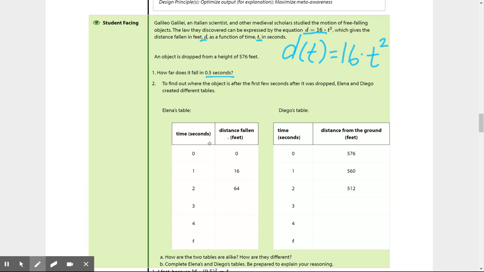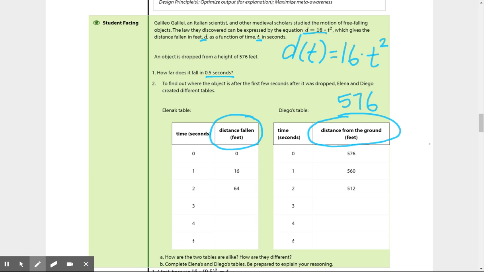Mind you, what's the main difference between their two tables? Well, the first column on the left is both time. However, hers is distance fallen and his is distance from the ground. So you need to pay attention to the fact that we started from 576 feet here. Her table is more similar to the last problem in 5.2. So I kind of just answered that question.